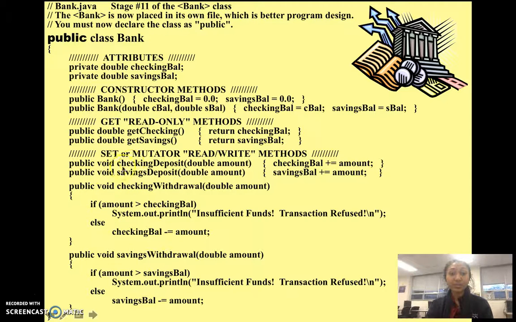Then you have set or mutator methods, which actually modify whatever value is stored in these attributes: checking deposit, savings deposit, checking withdrawal, and savings withdrawal. These are all your set or mutator methods.